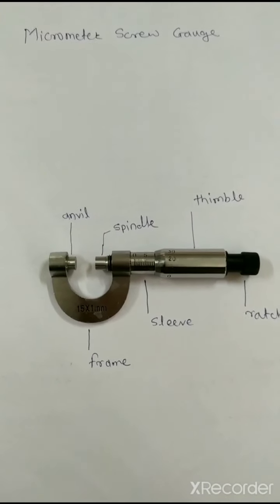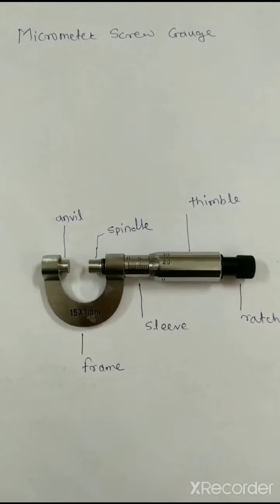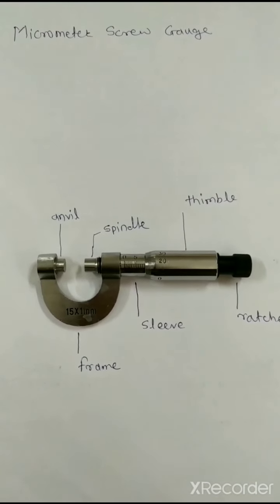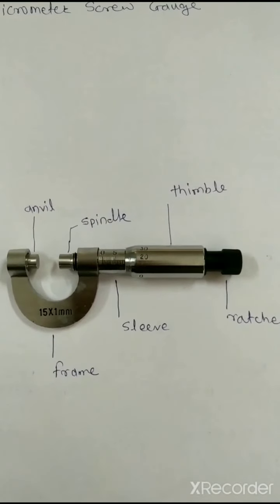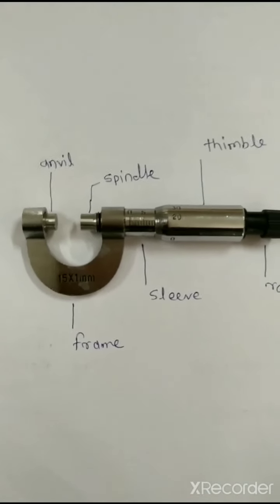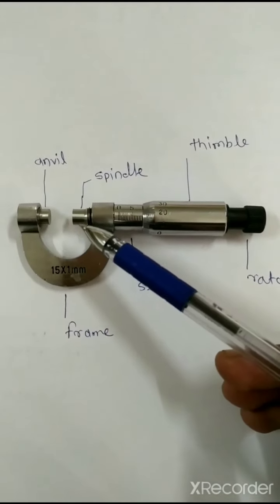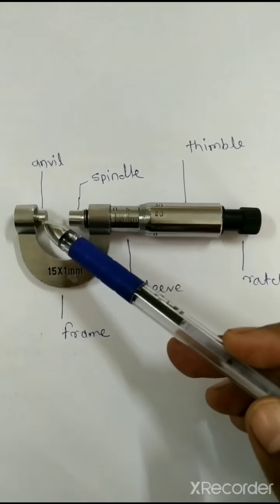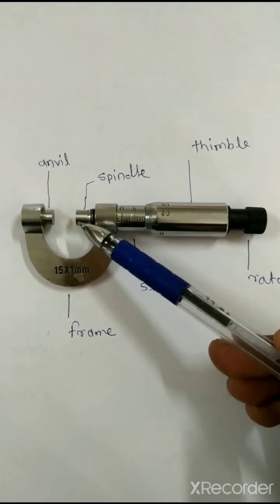Micrometer screw gauge is a device used for the measurement of small length of a wire or measurement of diameter of the metal sphere, etc. Now first we are going to study the parts of micrometer screw gauge. So this is called as anvil or stud, and this is spindle. By using anvil and spindle we can hold the object properly in a micrometer screw gauge.